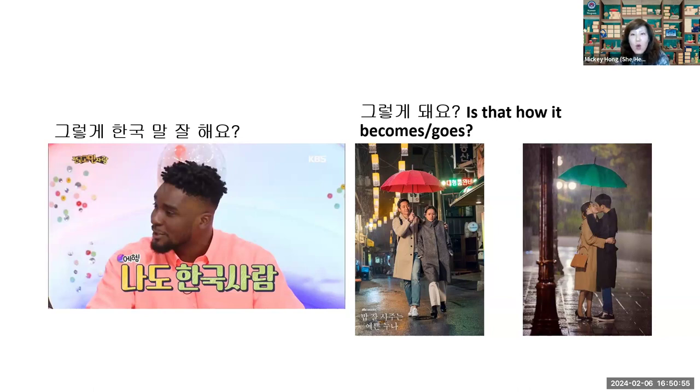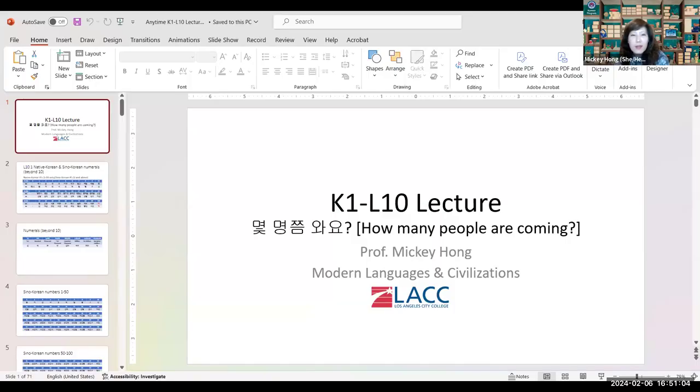It's a romance, right? So, oh, and then they start going out together, right? Is that what happens in the drama? That's it for lesson 10.